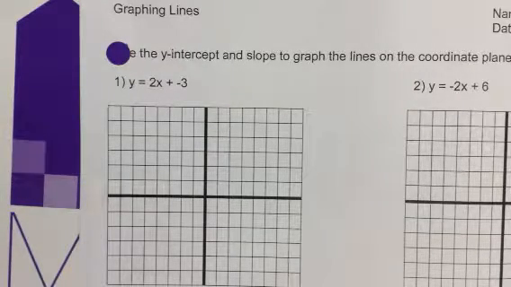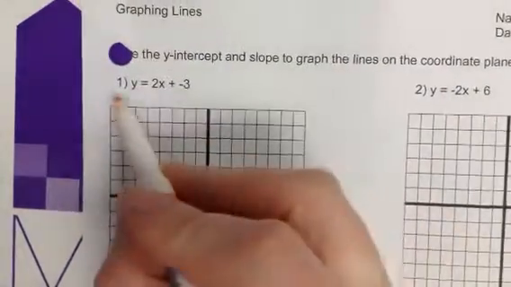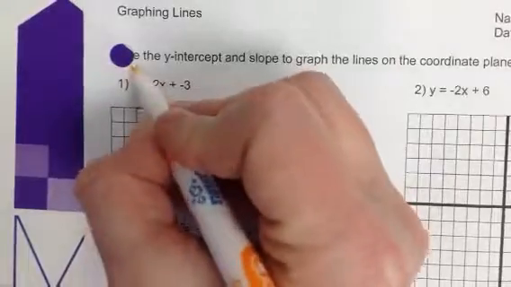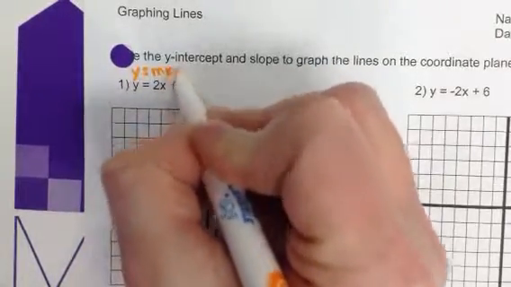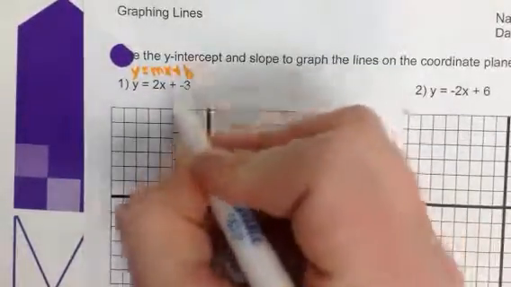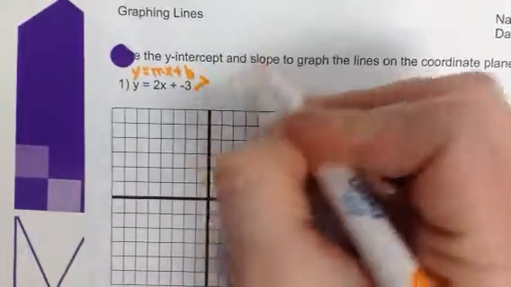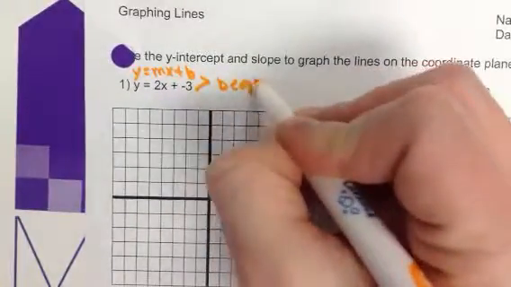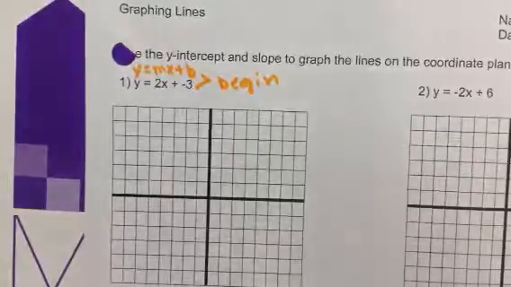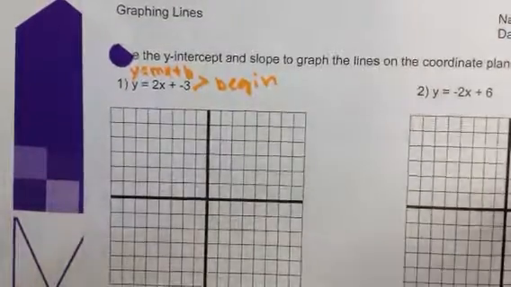It says graph the y-intercept and the slope to graph the lines on the coordinate plane. Okay, so this equation is in the form y equals mx plus b. So the number at the back is going to tell you the y-intercept, but you can think of it as where you're going to begin graphing.